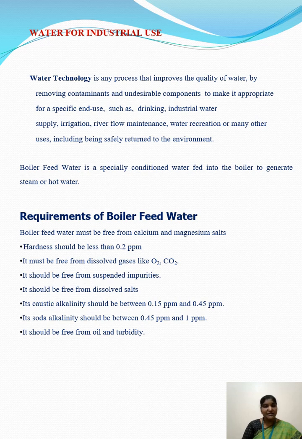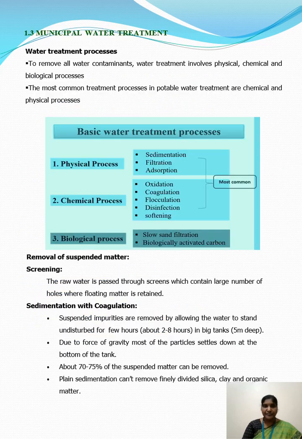It should be free from dissolved salts. The caustic alkalinity should be somewhere between 0.15 ppm and 0.45 ppm. The soda alkalinity should lie somewhere between 0.45 ppm and 1 ppm. Of course, it should be free from oil, turbidity, grease, and all other contaminants that make it unfit for use. Now, we were talking about how water can be treated for a boiler for industries.